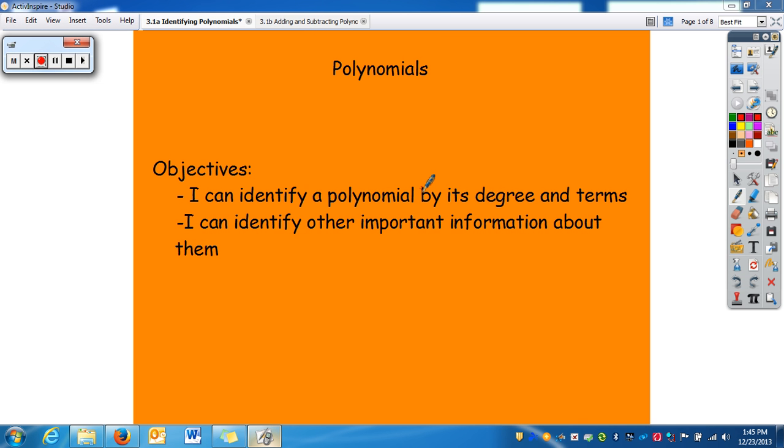So we're going to start a unit on polynomials. Your objectives are that you can identify polynomials, their degree, and terms, and you can identify other important information about them. We are just going to give you a general overview of polynomials. There is going to be a lot of vocab that you're going to have to know and memorize for this unit because we're going to be using these terms over and over again.